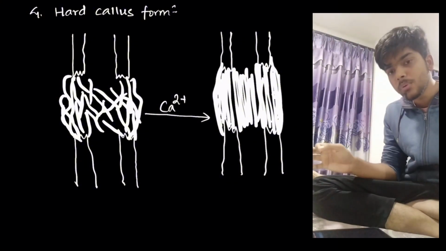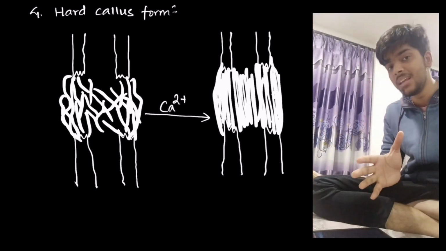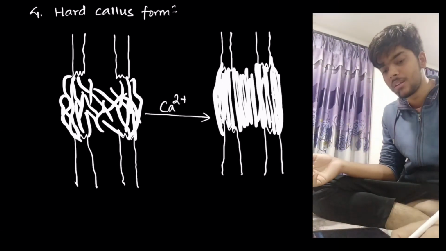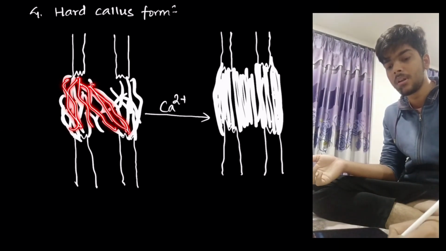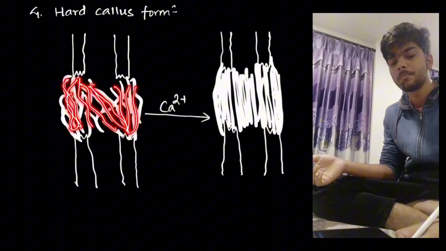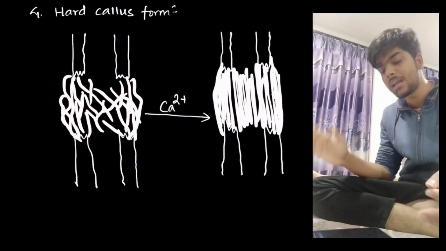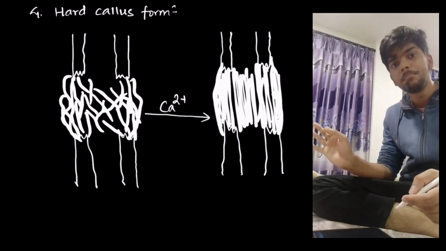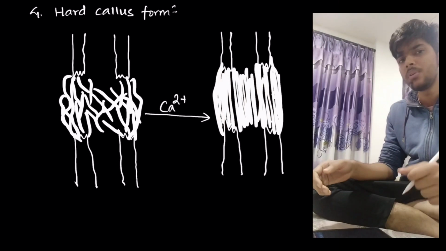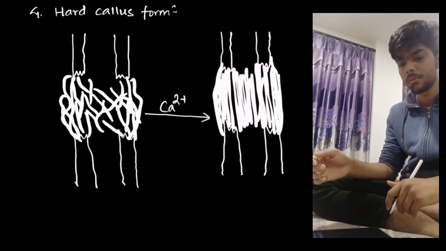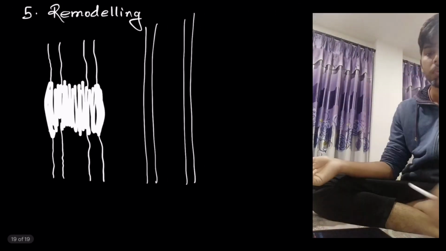However, during the process of bone formation or ossification, initially immature bone is formed. And this right here, which is woven, is the immature bone, which is also called woven bone. The woven bone further goes through the process of mineralization to finally form mature bone, which is also called lamellar bone. Lamellar bone is much stronger than woven bone. And this is how formation of the hard callus takes place.